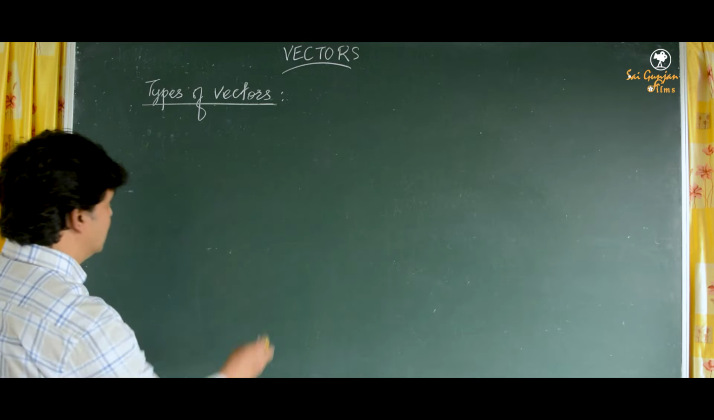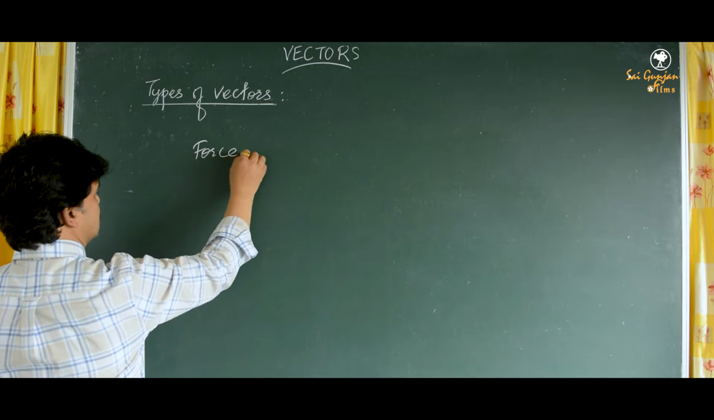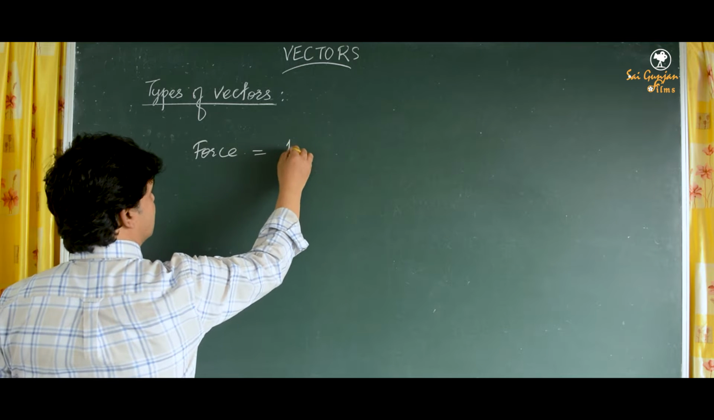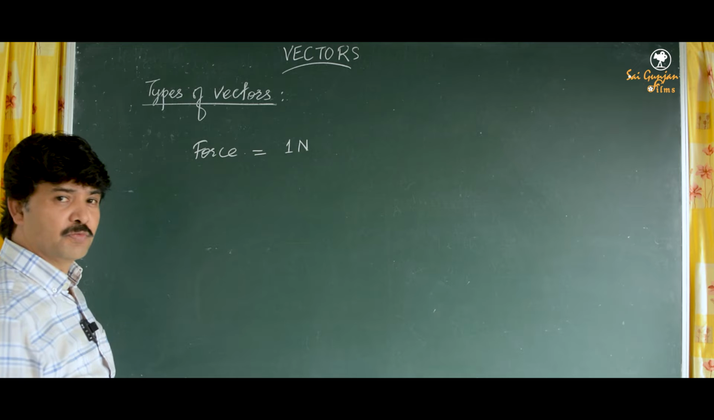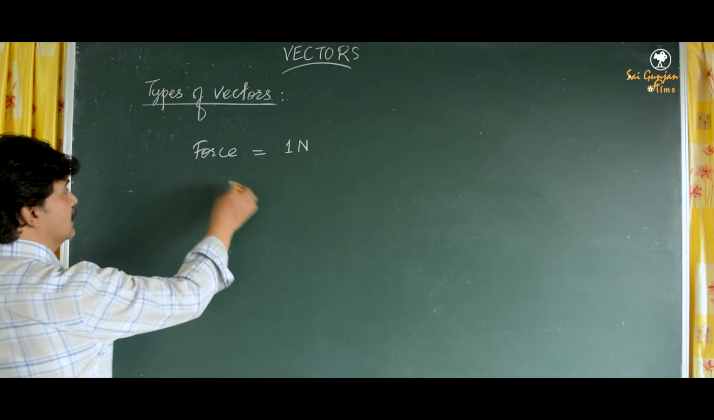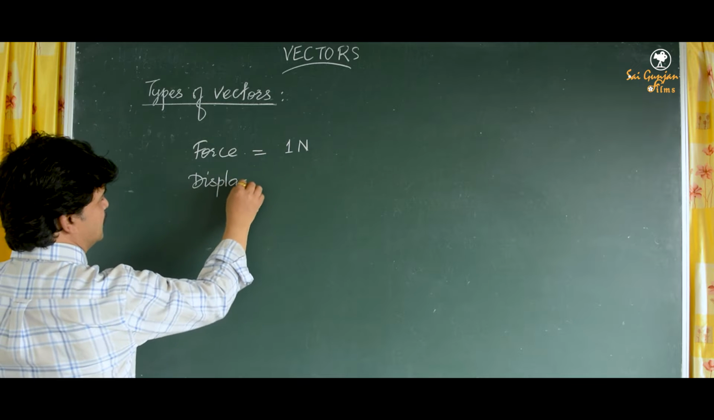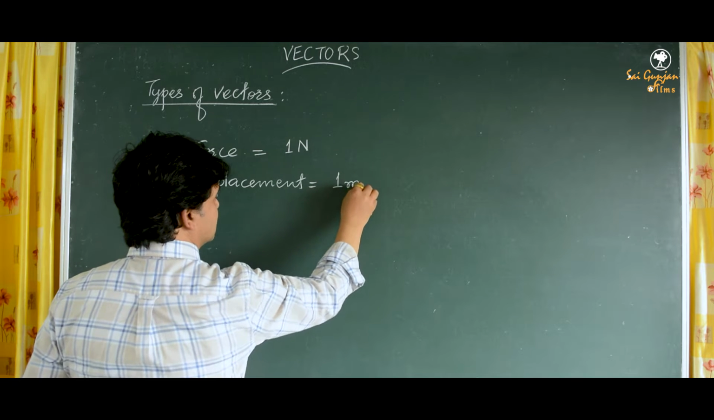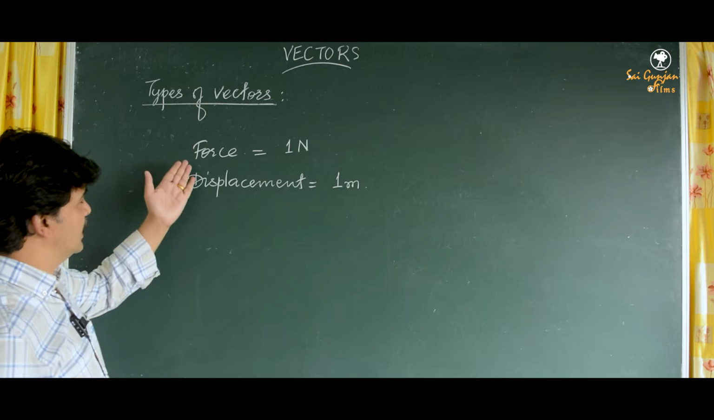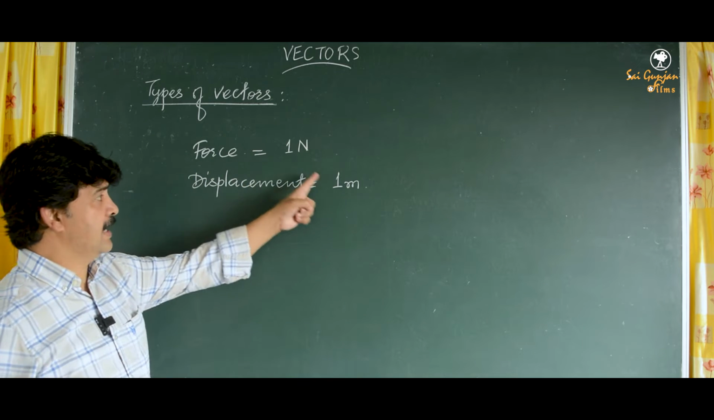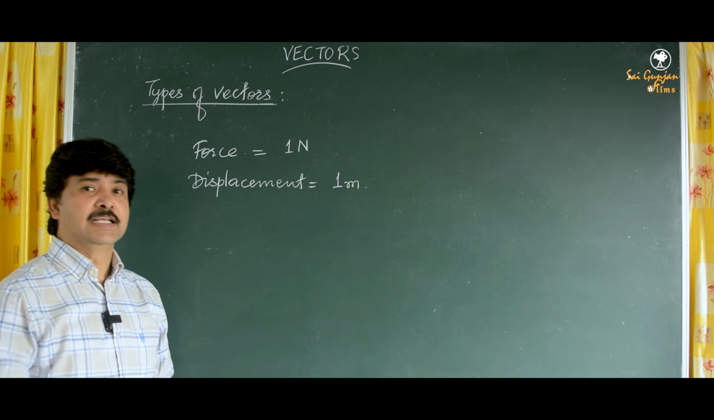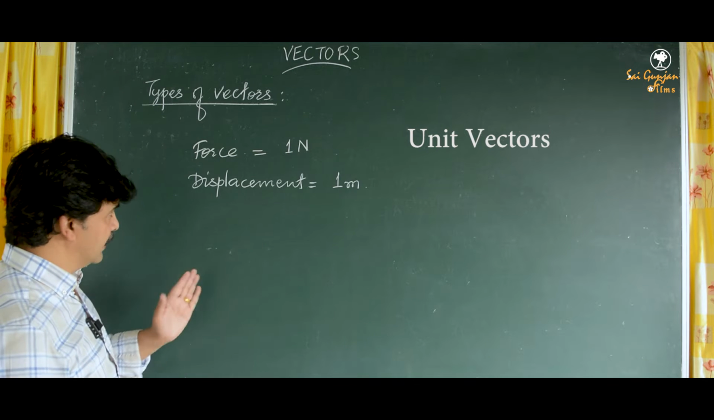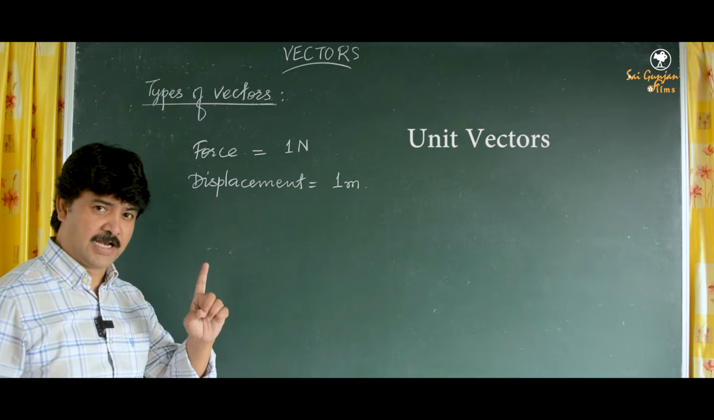Now we have come to another very important type of vector, okay? So let's see here. Let's say force, it's a vector quantity, isn't it? And if I say a force of 1 dyne or 1 Newton, or displacement, you know displacement is a vector quantity. So displacement of 1 meter, okay? So in these cases you see these vectors have unit value, isn't it? These vectors are called unit vectors. So unit vectors are vectors having unit or one magnitude.